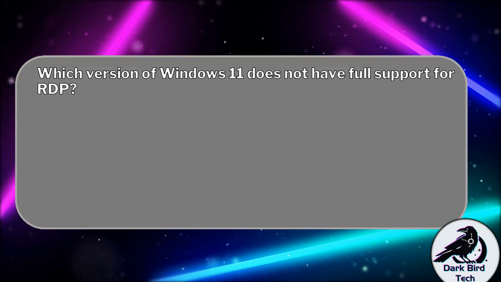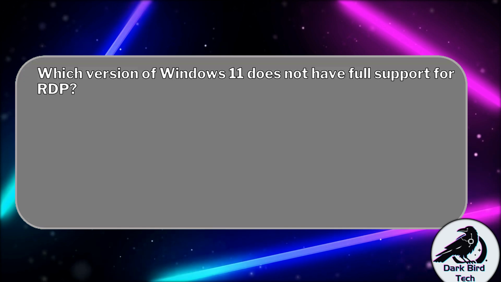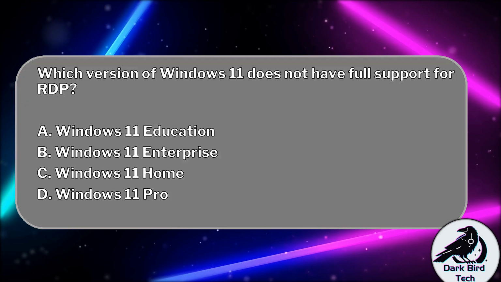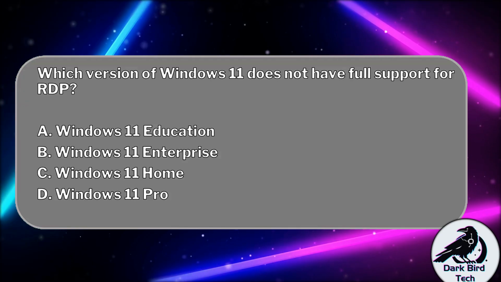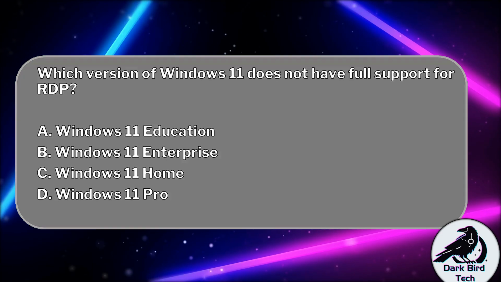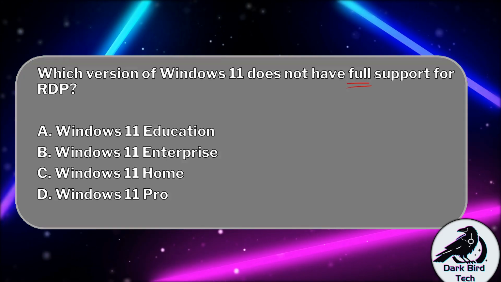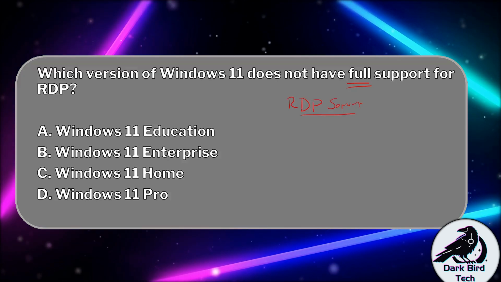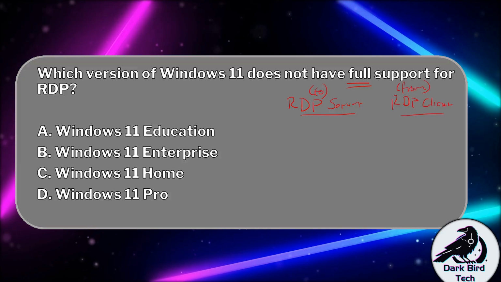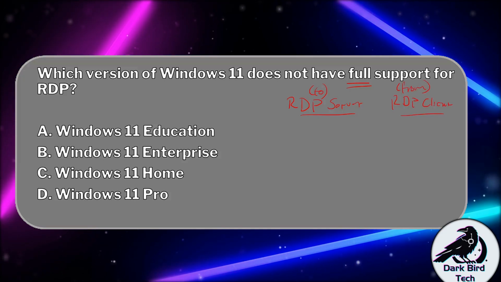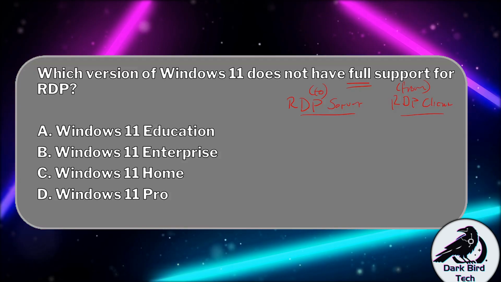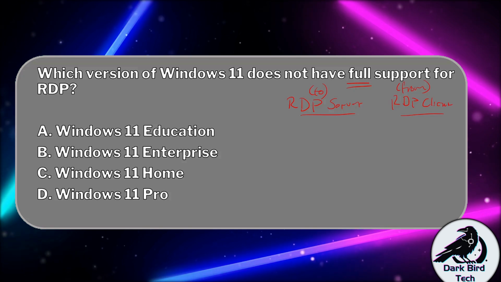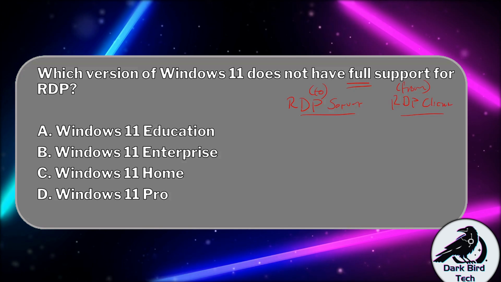Which version of Windows 11 does not have full support for RDP? Let's see which options we have. So we've got Windows 11 Education, Windows 11 Enterprise, Windows 11 Home, and Windows 11 Pro. Now, they're looking for full support for RDP. Now, what happens with the remote desktop protocols, you've got something called RDP Server and RDP Client. And what this means is, if a Windows system supports the RDP server role, it means it supports remote desktop protocol connections to it. If it has RDP client, what that means is it supports remote desktop connections coming from it.